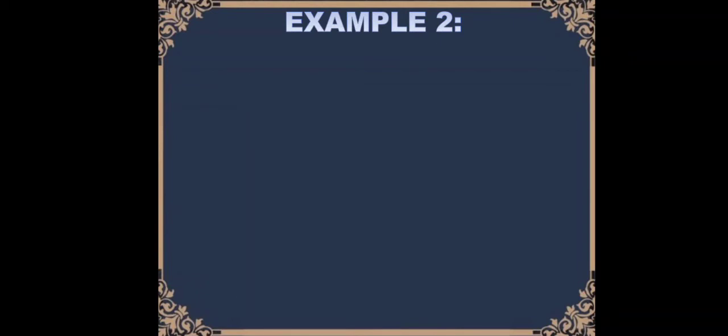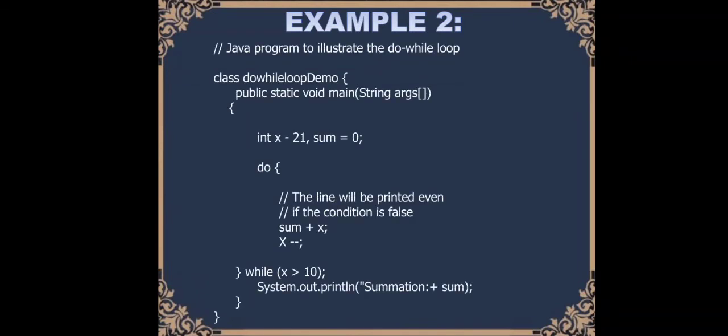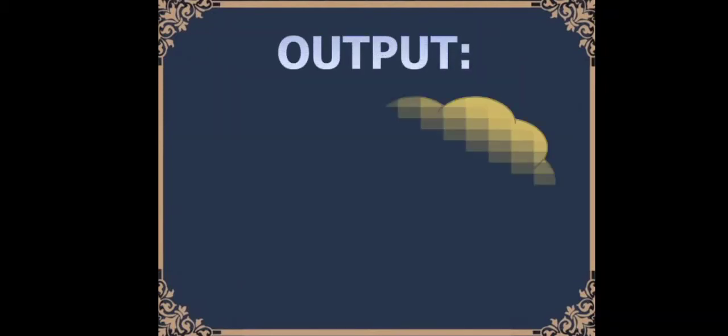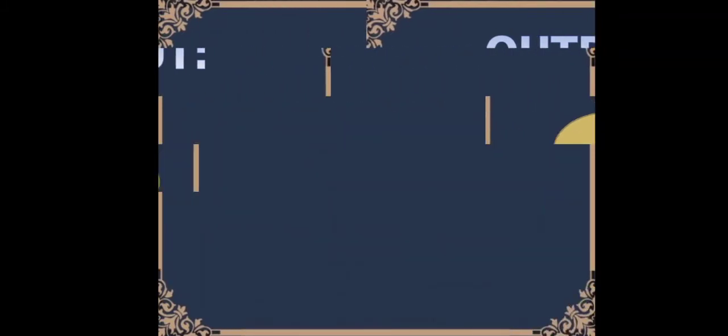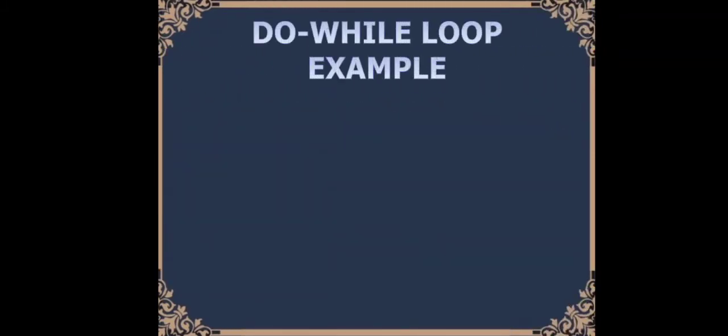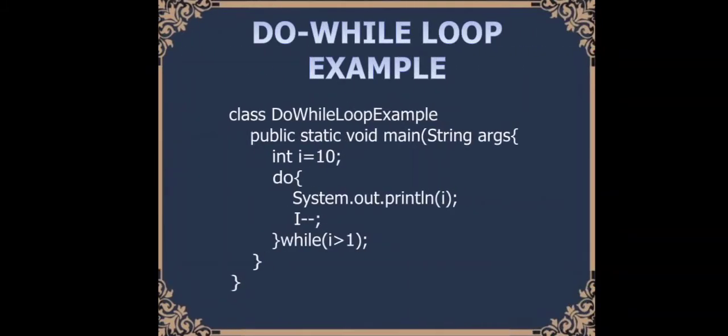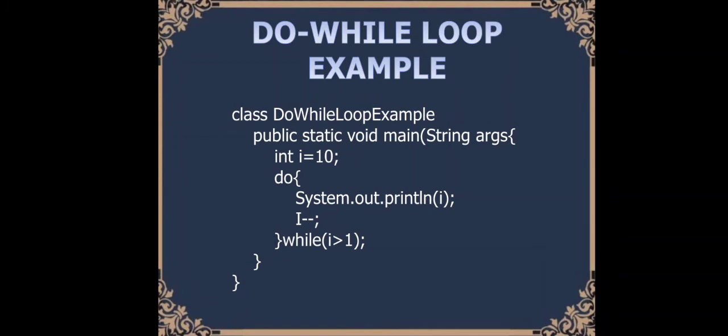Second example. This is the Java program to illustrate the do-while loop. And the output should look like this. Summation is 176. Another example is that this code will try to print 10 consecutive numbers, and the output will look like this.